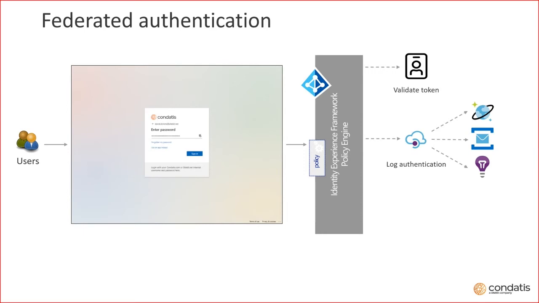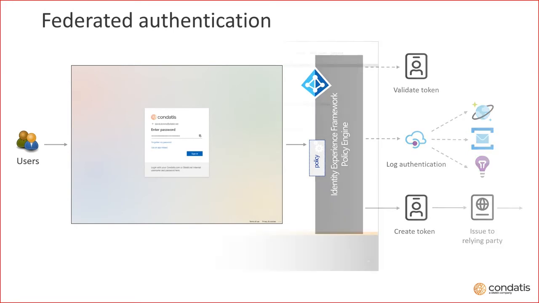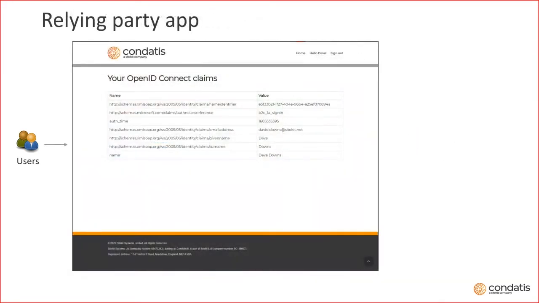So once we validate the token, we've logged that an authentication has occurred, all that's left is for B2C to create its own token to return back to the relying party, which in our case, all we're going to do with the relying party is just show that that token was returned with the information that was returned in it.